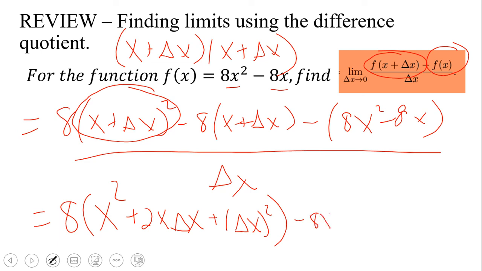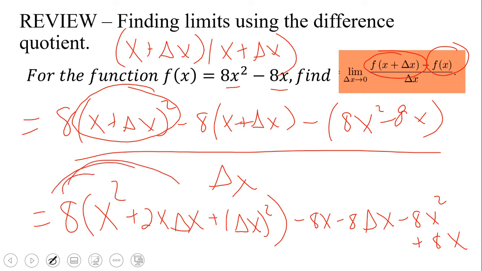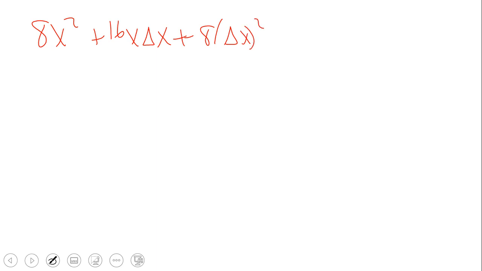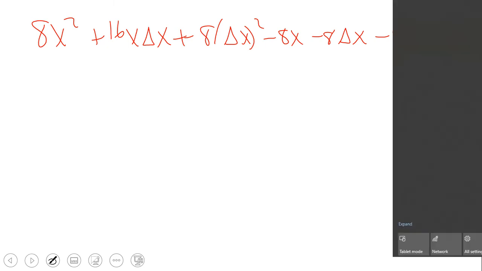Then I'm going to distribute the 8, so -8x minus 8 delta x. Distribute the subtraction, -8x squared plus 8x. So again, this is just the numerator. I'll put the denominator back in a minute. So now that I've done out all that algebra, I have to go ahead and distribute this 8 to each of those 3 terms. So if I do that, I'm going to wind up with 8x squared plus 16x delta x plus 8 times the quantity delta x squared minus 8x minus 8 delta x minus 8x squared and plus 8x.